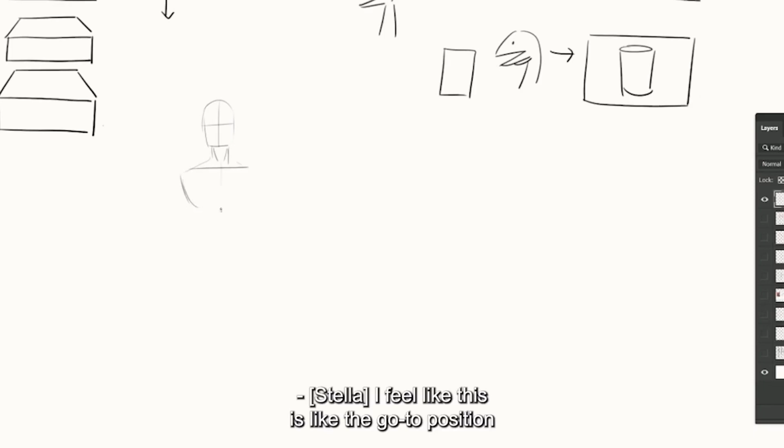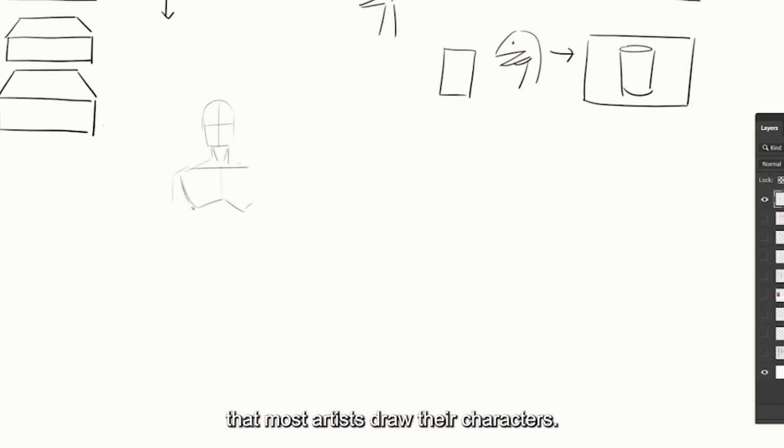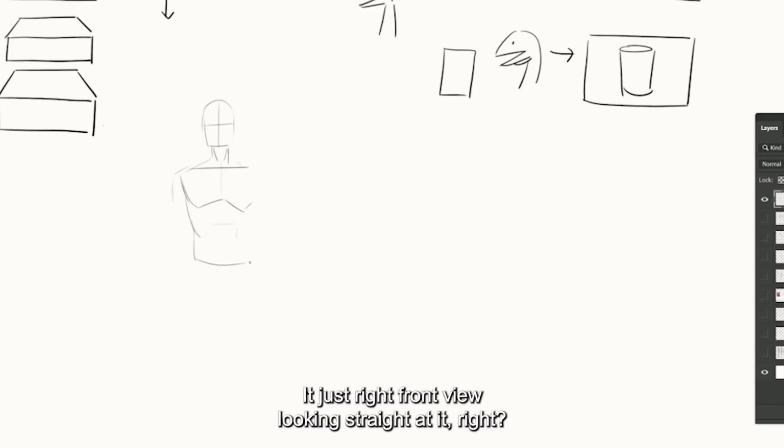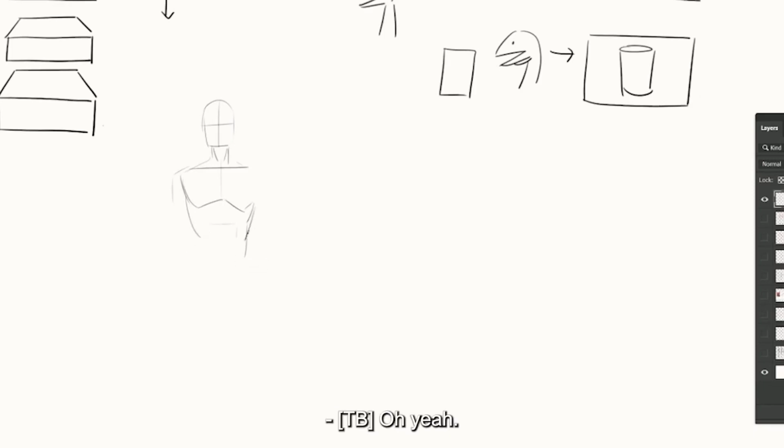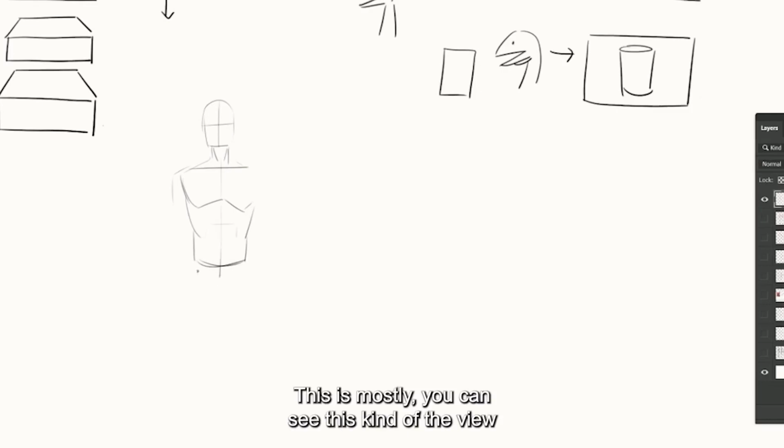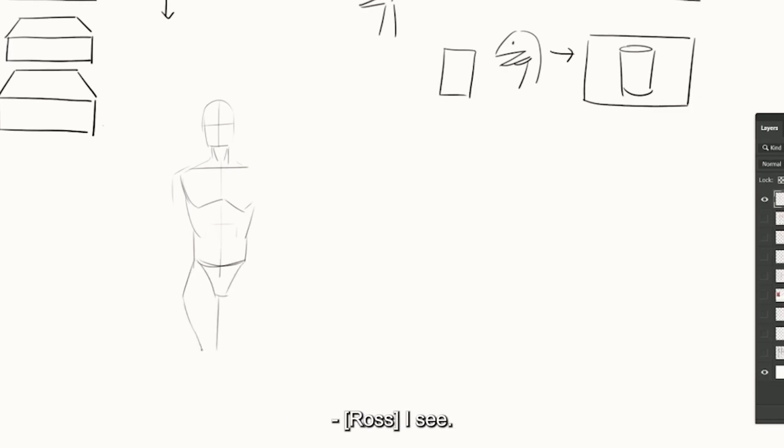I feel like this is the go-to position that most artists draw their characters in, just right front view looking straight at it, right? Oh yeah. Mostly you can see this kind of view in the anatomy book. I see.